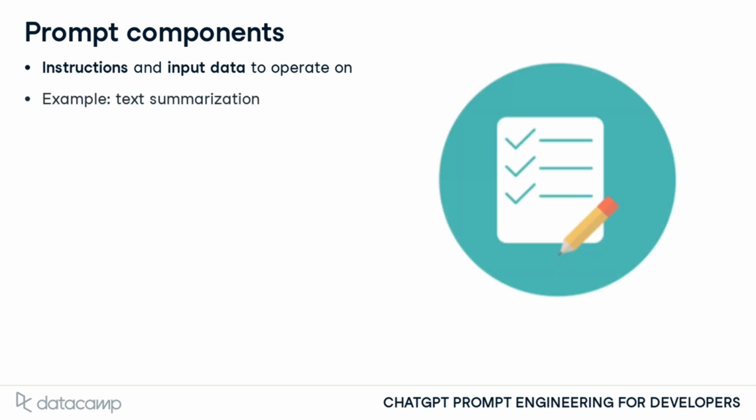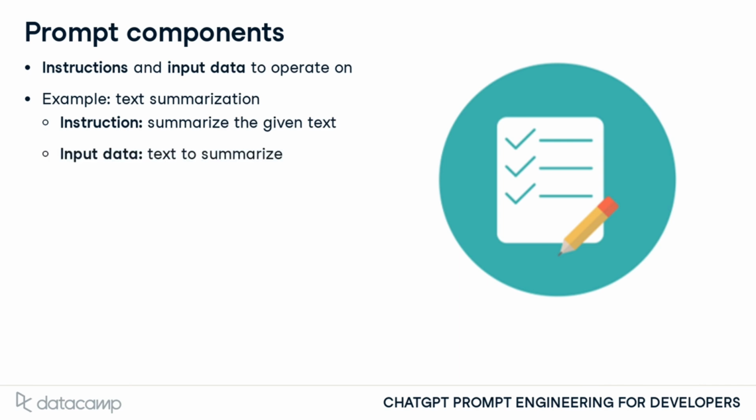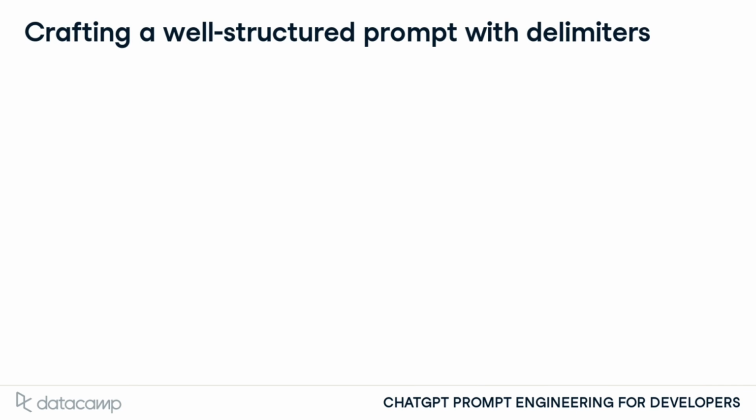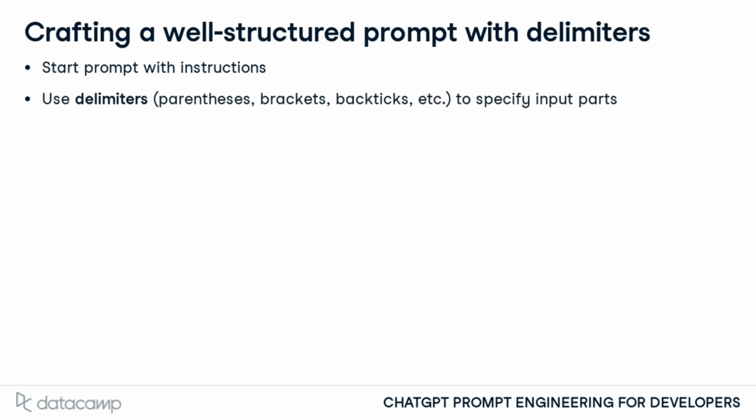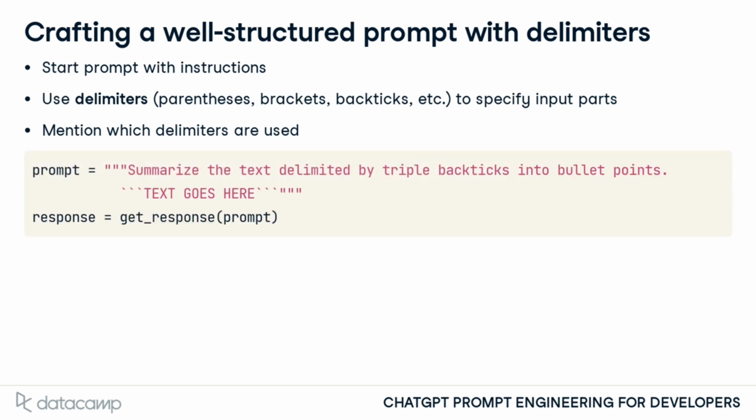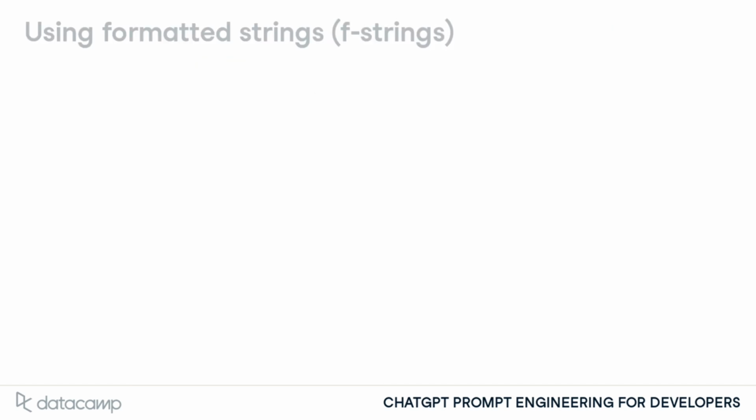For example, in text summarization, the instruction would be to summarize a given text, and the input provided would be the text that needs to be summarized. To craft a well-structured prompt, place instructions at the beginning, use delimiters like parentheses, brackets, or backticks for input parts, and specify the delimiters used. This helps the model locate the input. In this example, we use triple backticks to delimit the input text for summarization.